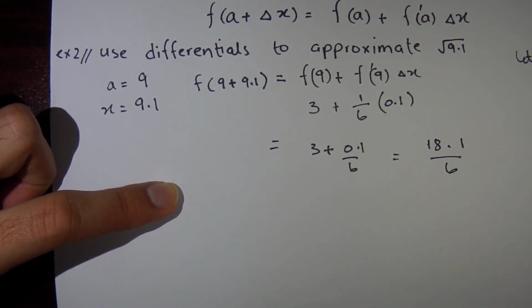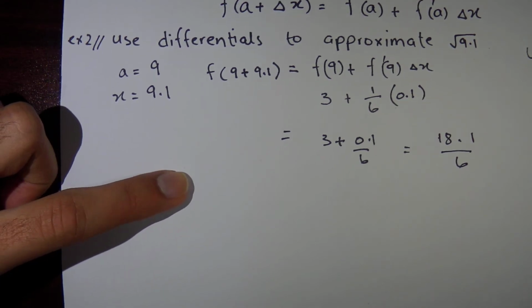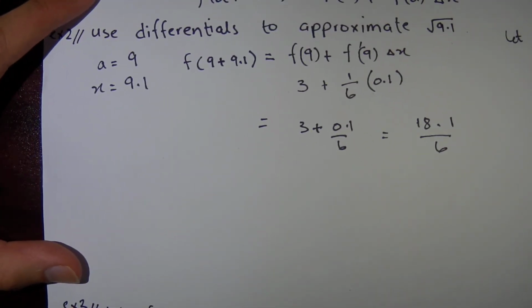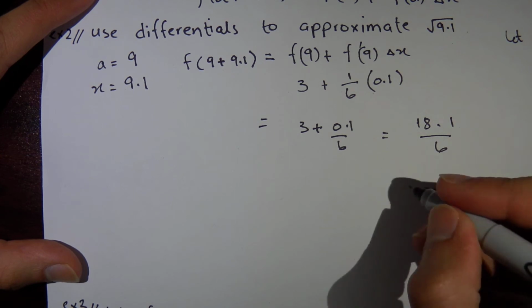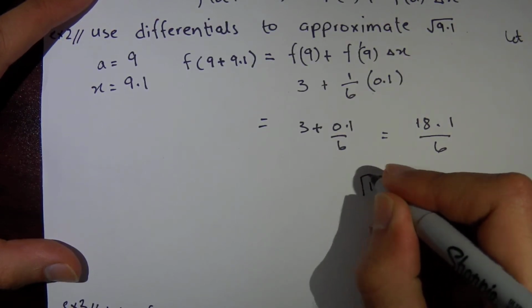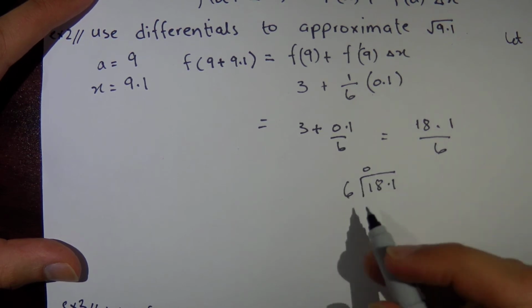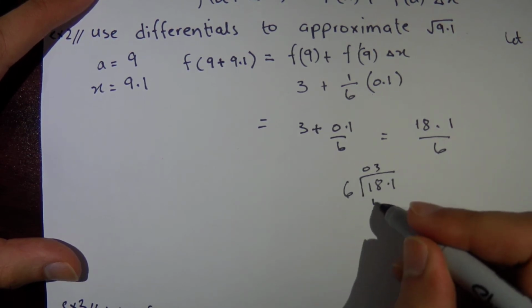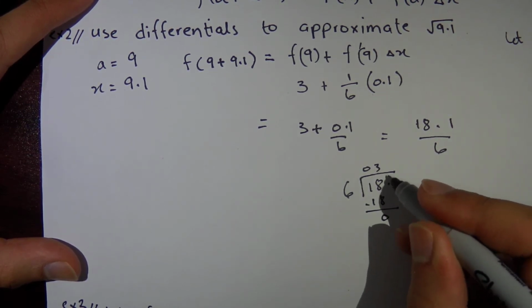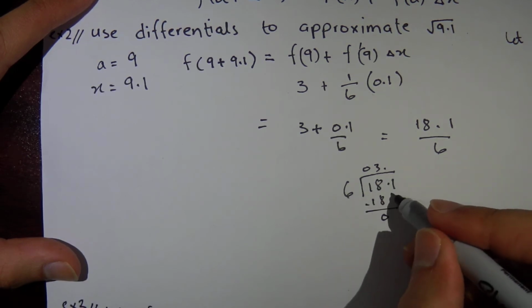18.1 over 6. Now we have to find an exact value in terms of decimals, so we take the numerator inside the house. 18.1 divided by 6. 6 goes into 1, 0 times. 6 goes into 18 thrice. And the remainder will be 0. Put the decimal where it belongs. Get the next number down.